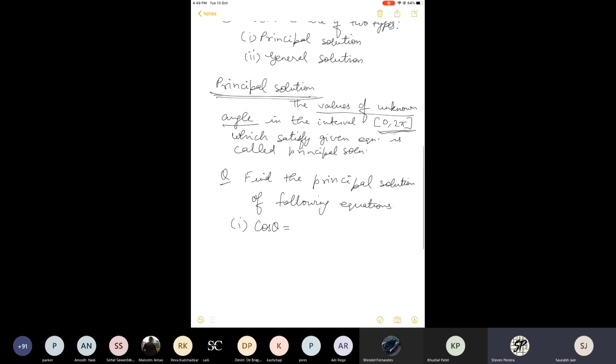Okay sir, thank you sir. All right. Tell me, any one of you now. All of you must solve and let me know the answer of the first part. Cos theta equals minus half. What is the principal solution? In this topic, your trigonometry will be tested now. Cos theta equals minus half. 270.